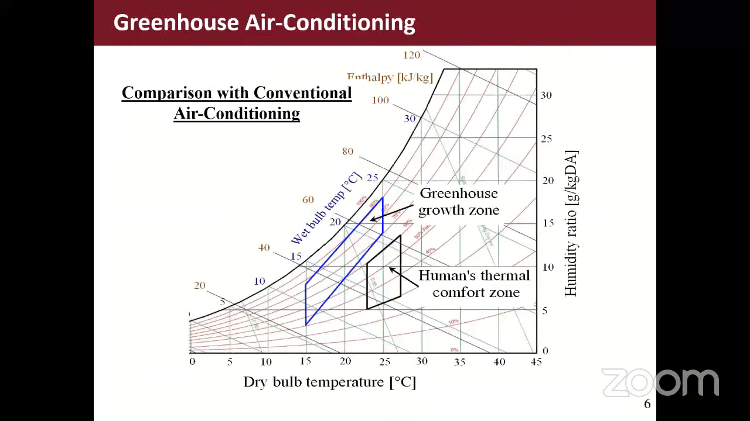Similarly, in greenhouse air conditioning, in this figure, you can see that the greenhouse grow zone is entirely different from the human thermal comfort zone. This highlights that whatever we are using for human thermal comfort may not be suitable for greenhouse growth.